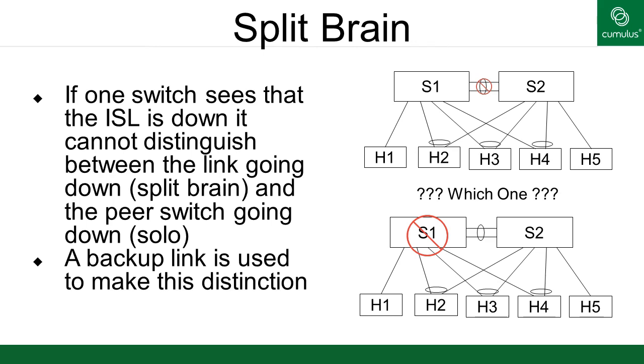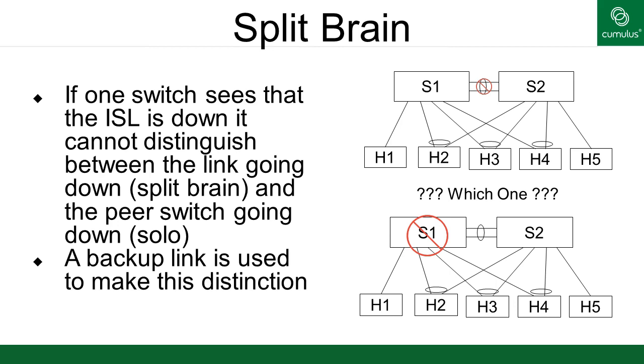Another case that has to be handled is split brain. If you look at the two pictures on the right, what would happen if the peer link, the ISL, goes down? S2 wouldn't be able to communicate with S1 anymore. But it doesn't know if S1 is absolutely down and dead, or if simply the peer link went down. And its reaction should be different in those two scenarios.